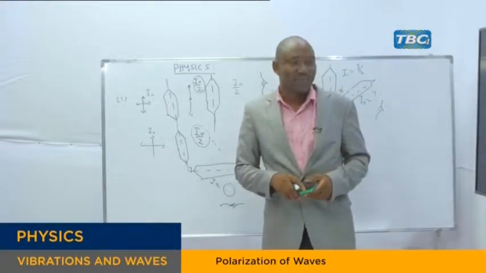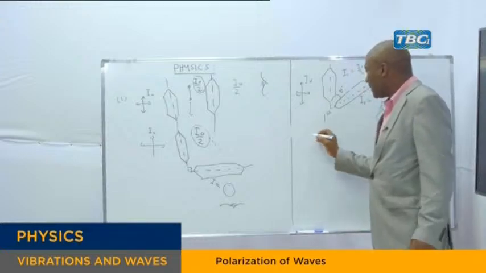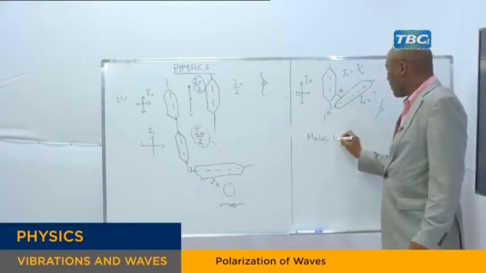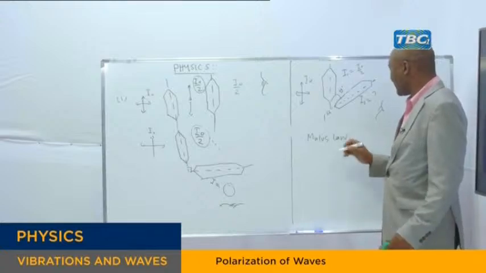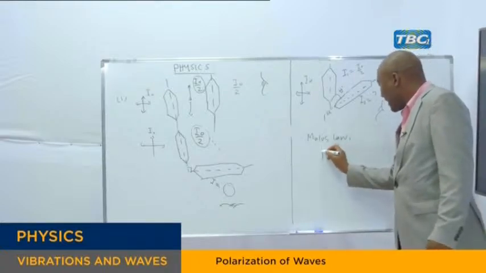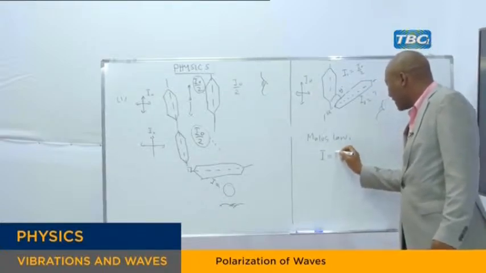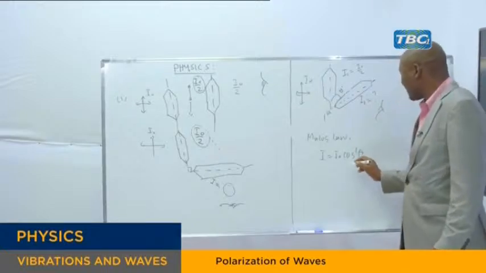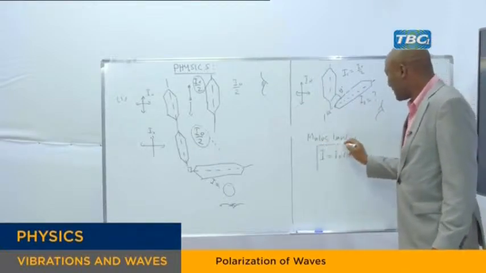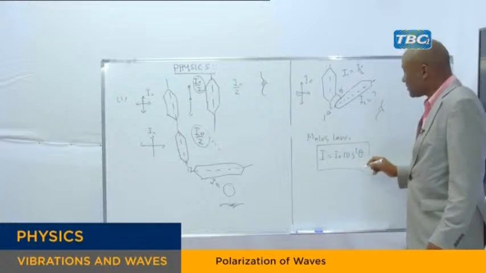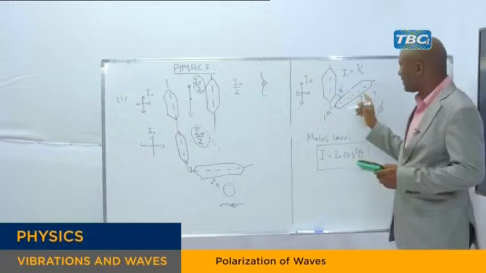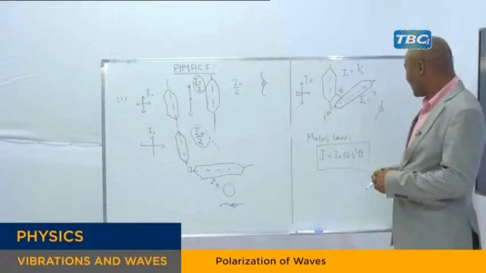To see that, we have the theorem. This is given by Malus's law. The theorem says that I equals I naught cosine squared of the angle. This is the theorem which is used to find the intensity of the light when the angle here is given. What does this law say?